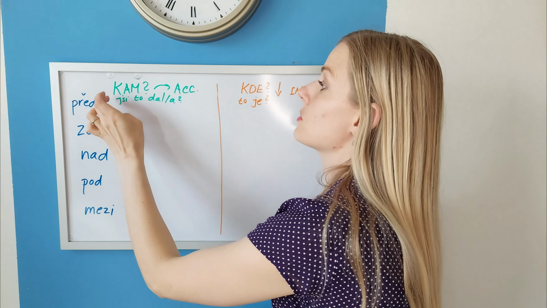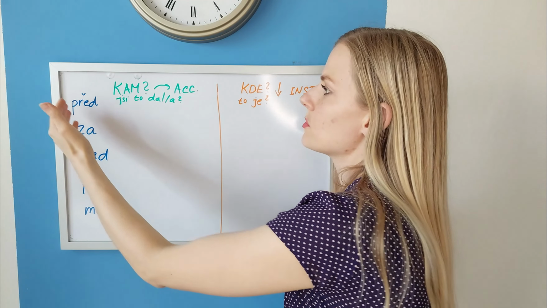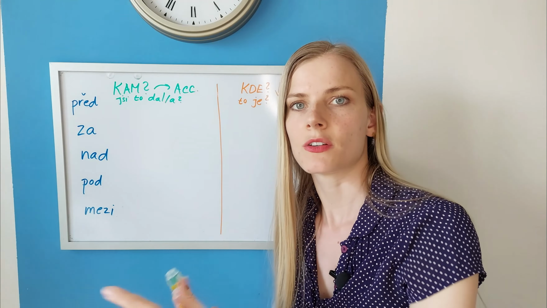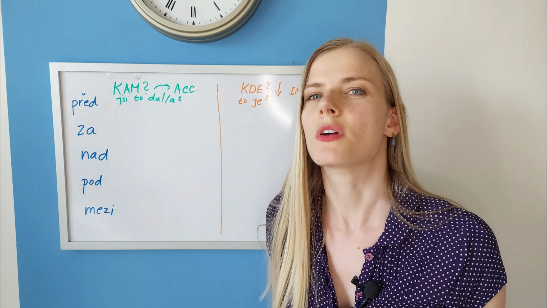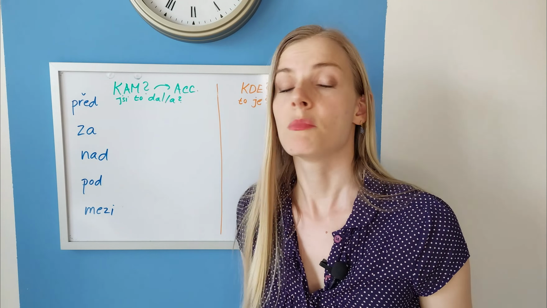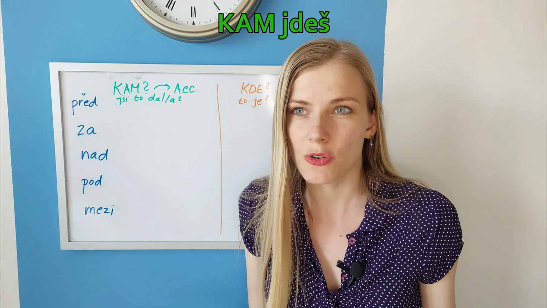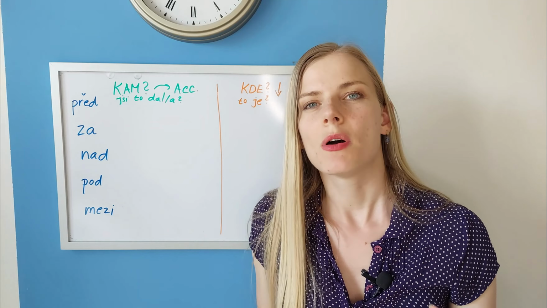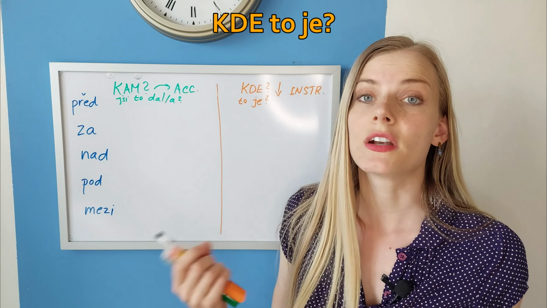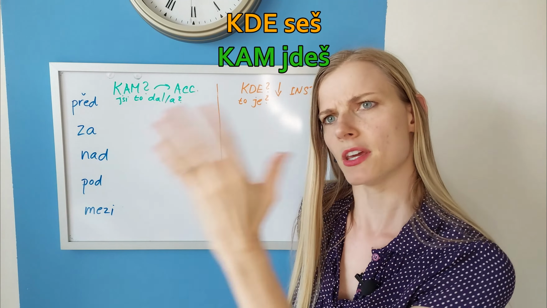Once you know the difference between these 2 question words, kam and kde, it will also help you realize how these prepositions work. Kam refers to a movement. We are placing something somewhere, moving it somewhere. We could translate it as to where. Maybe you know a question, kam jdeš? Where are you going? Whereas kde means where, already talking about a location where something is or where somebody is. Kde to je? Where is it? Or kde seš? Where are you? Kde seš versus kam jdeš?